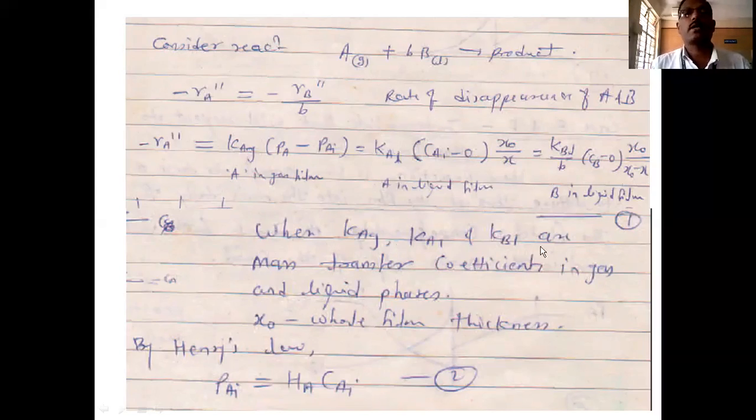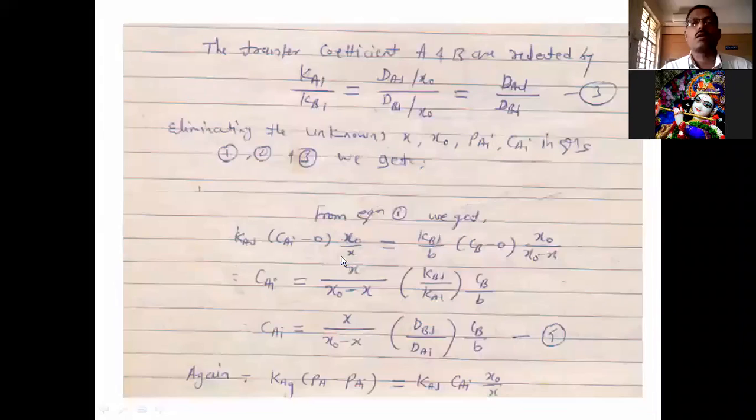Now where K_G, K_L and K_BL are the mass transfer coefficients in the gas and liquid phase, x naught is the whole film thickness. This is equation 1. Now this is the rate equation, but in it P_A, C_A and x naught, x are unknown. So whatever the overall rate equation, it must be in the form of known quantities, that is K_G, P_A, C_B, K_L, K_BL, whatever. So by Henry's law, using P_AI equal to H_A into C_AI, this is equation 2.